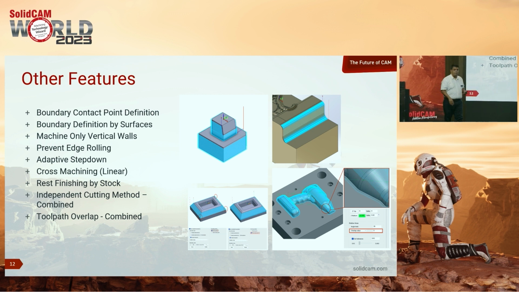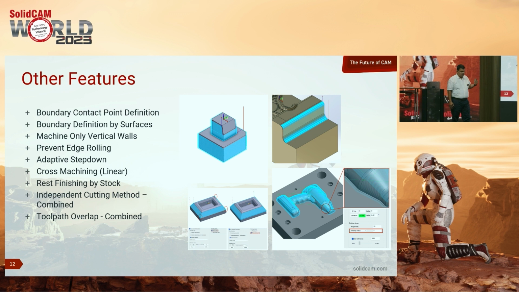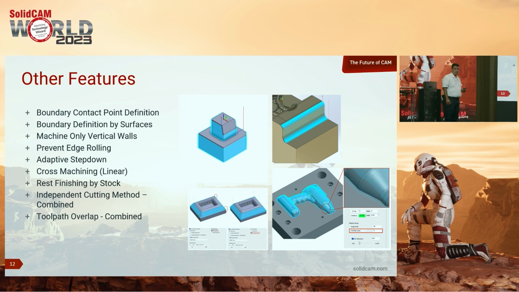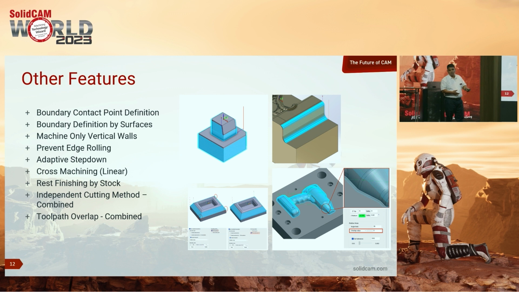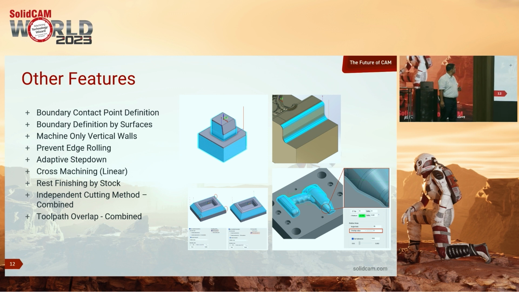It'll be completely blacked out, and you will only see the unified engine. So these are the other features currently inside the unified engine, like boundary contract point definition. You can now define boundaries for stock boundaries. You can define boundary for part. There are two different methods.